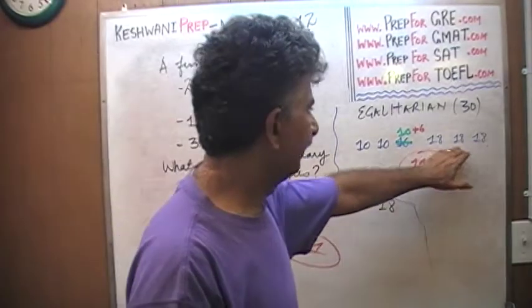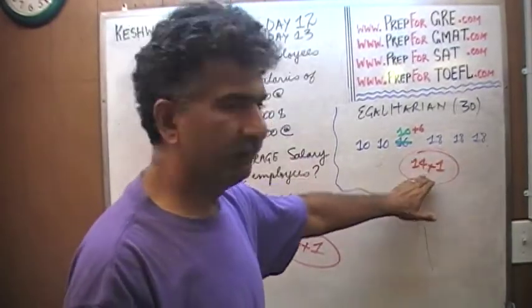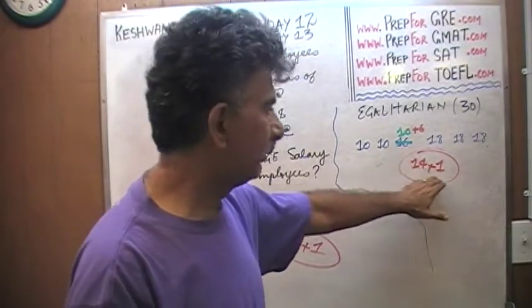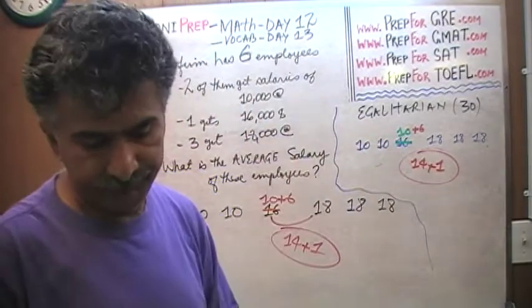10, 10, 16, 18, 18, 18. Had there been 10, the average would have been 14, but it is 16. It's 6 more, therefore everybody gets 1 more. The answer is 15. That's it.